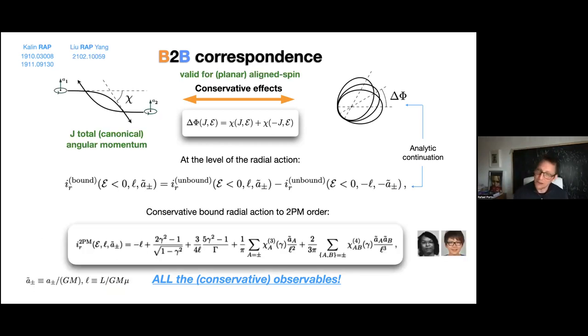We can do it for spin effects. Aligned spin scattering also has the exact same relation between scattering angle and periastron advance. And this is a beautiful formula that tells you what the bound radial action is to second post-Minkowskian order with all spin effects, linear and quadratic in the spin, up to just a few functions of this boost factor, of this relative velocity expansion. And from here, you can get all the observables.